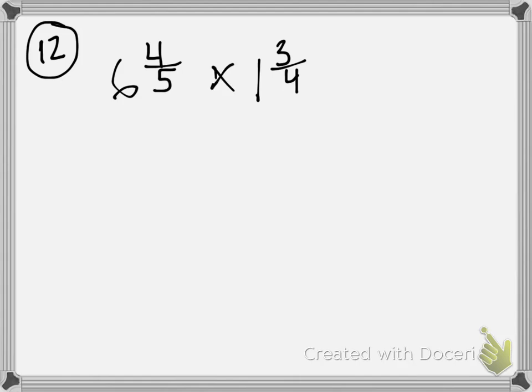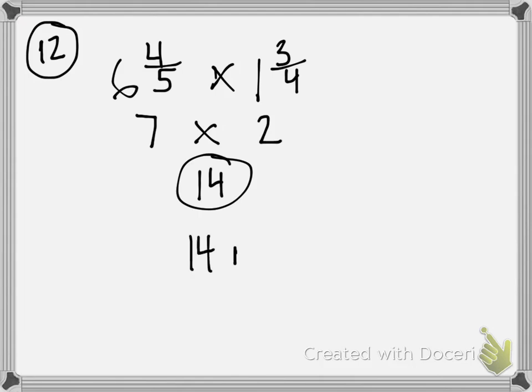So 4/5. This is definitely more than half, so I'm rounding up to 7. 1 3/4. Well, 3/4 is more than half, so I'll round up to 2. So my estimate would be 14, and this is a real world problem, so I would need to add some units. That she will run 14 miles.